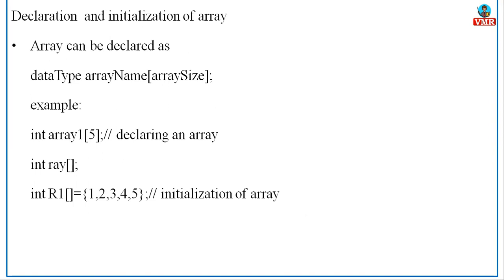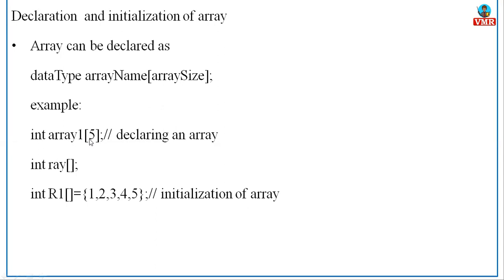Next, how we are going to declare an array and also how we are going to initialize an array. So this is the basic syntax of your array declaration. Data type you will give, array name you will give, and array size you will give. Right? Example, int array1[5].